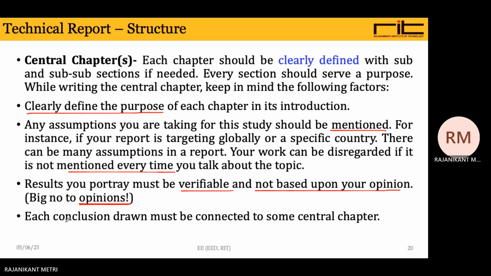Then each conclusion drawn must be connected to some central chapter. So the conclusion must be connected to the central chapters of whatever you have written, second, third, fourth, fifth. Your conclusion must be linked with those chapters.